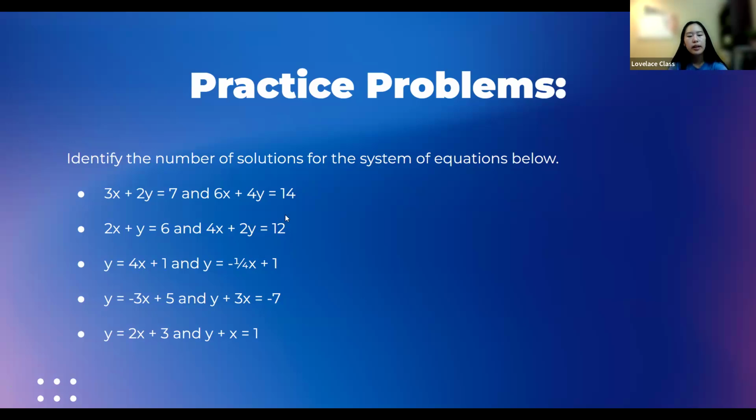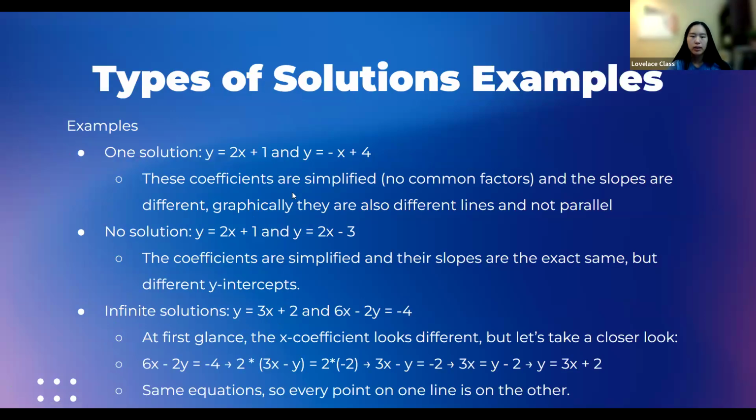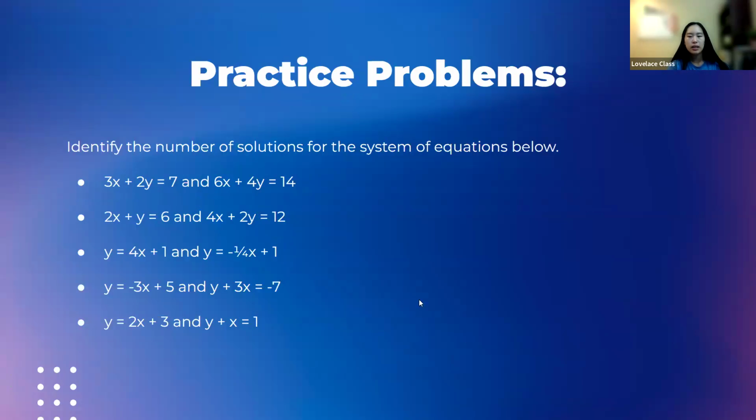And then finally for problem 4, we can see that it's y equals negative 3x plus 5 and y plus 3x equals negative 7. And then if we move the 3x to the other side for the second equation, then you get y equals negative 3x minus 7. And if you look at that, both of these equations have coefficient negative 3, right? But their y-intercepts are different. One of them is 5, and one of them is negative 7. So that would mean that there is going to be no solution, because their slope is the same, but the y-intercept is different.